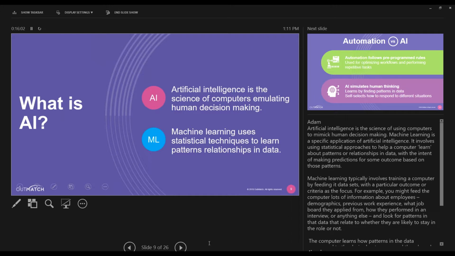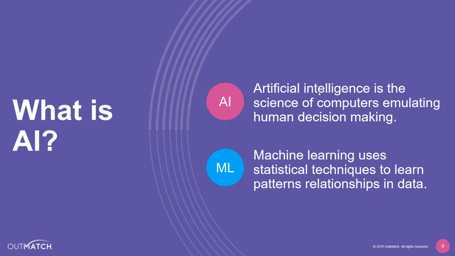There's definitely a lot of confusion in the difference between automation versus AI. So I just wanted to set a little bit of a baseline so that everybody's clear on the difference between those two things. Because actually what we see sometimes is that people don't really need AI, they just need good automation.